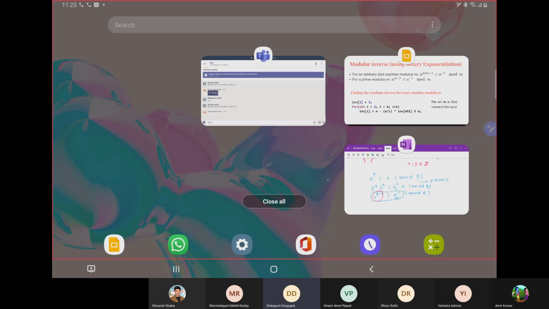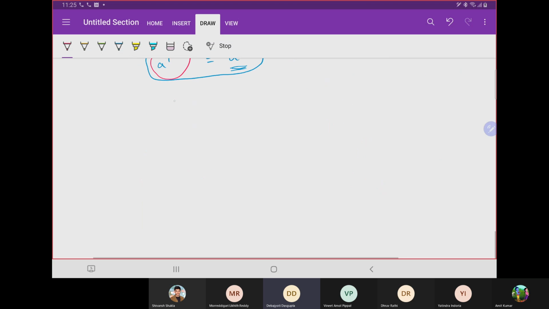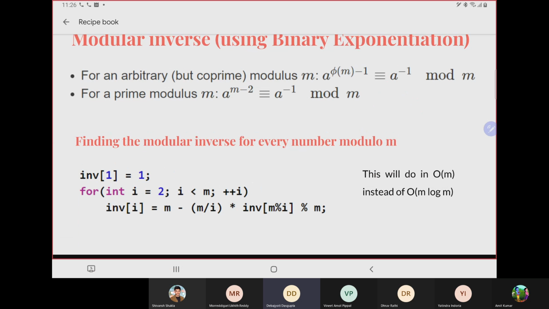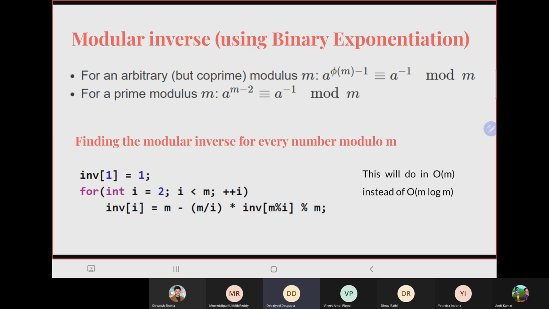How did this come? This is also very simple. Euler's function stated that a power phi of m was congruent to 1 mod m. So again multiply by a inverse on both sides. In this part you get a inverse, and in this part you get a power phi of m minus 1. Hence, a power phi of m minus 1 will return you the modular inverse.